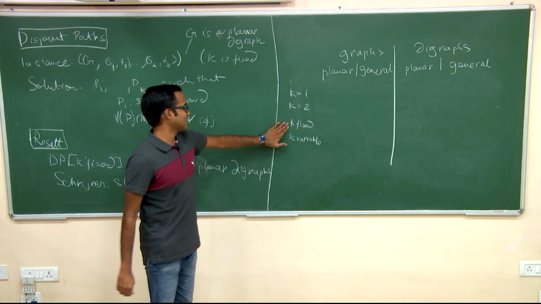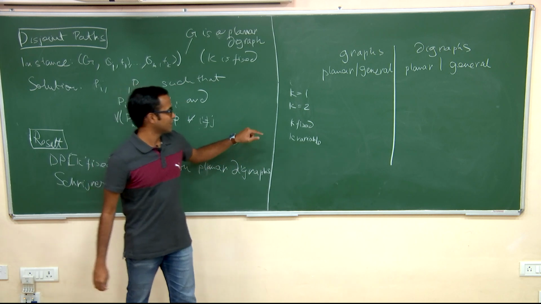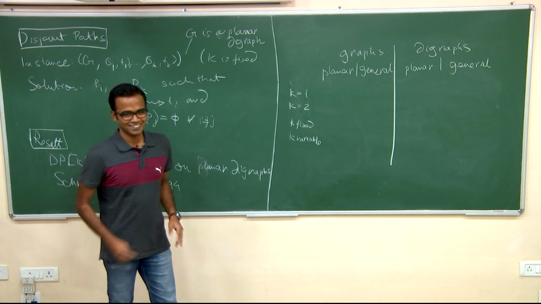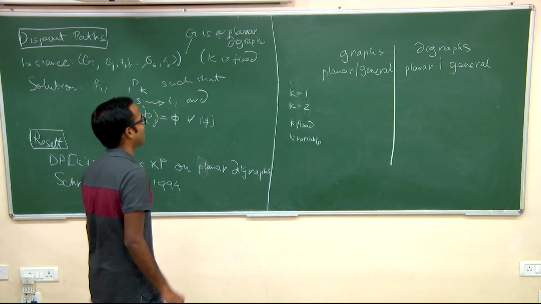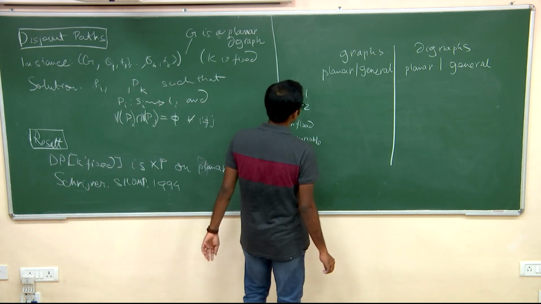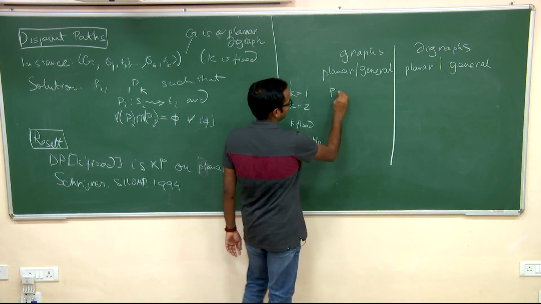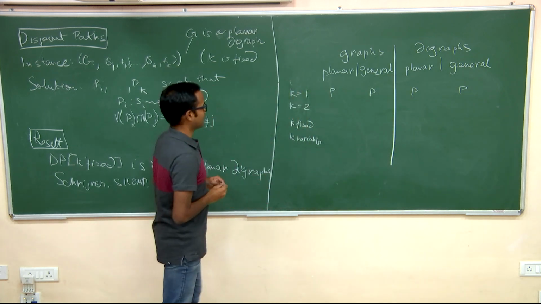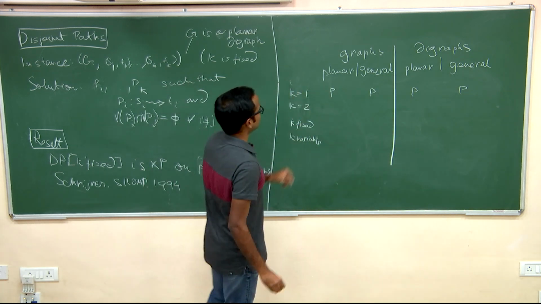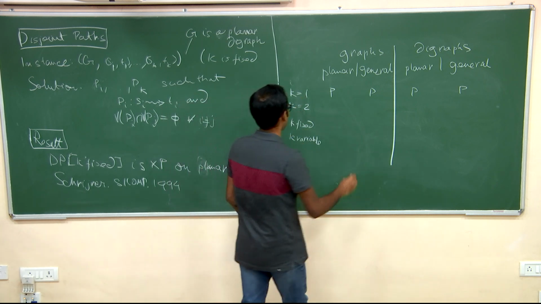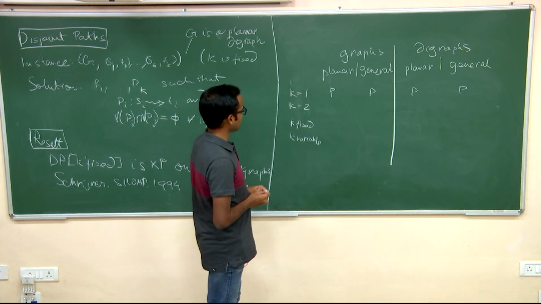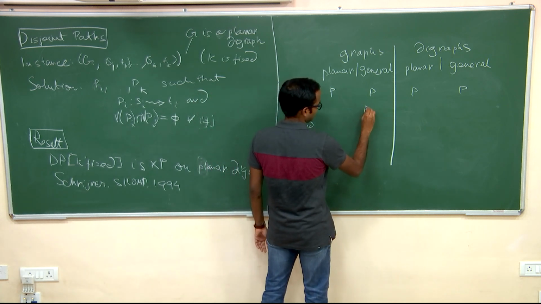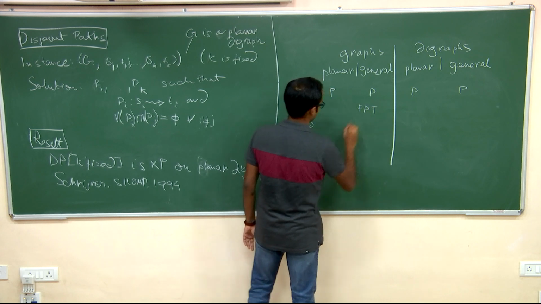When I say k fixed, I'm just trying to emphasize that it will be an FPT kind of result. For k equal to 1, there is really nothing, whether just a path exists or not. It's just the connectivity problem. So planar, general, directed, undirected, it's all in P. For k equals 2, for graphs, here also it might be polynomial time. For general graphs, this is FPT, right?